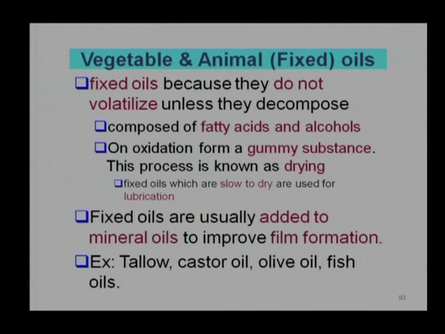Some examples of fixed oils are given over here: castor oil, olive oil, which we have heard a number of times, and fish oil. They are good lubricant additives. They have good lubricity and they stick to the surface, so they can be utilized as additives in mineral oil for lubrication purposes, for tribological purposes.